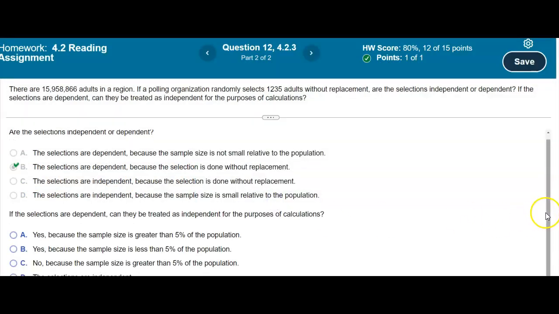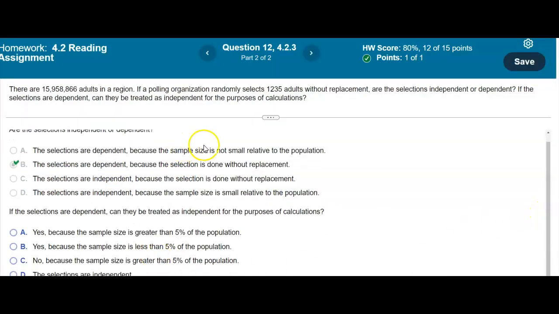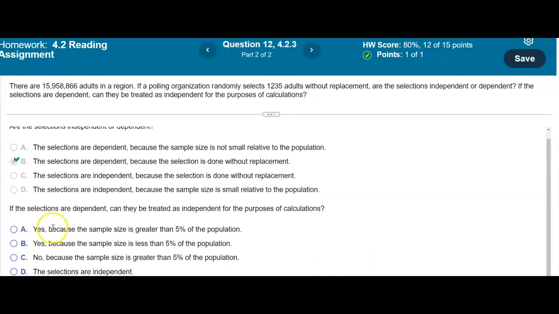Now, the second answer says the following. Now, it's asking whether or not, if the selections are dependent, which they are, can they be treated as independent for the purposes of calculations? Well, we need to first take a look at what the sample size is. Well, the sample size is 1235.